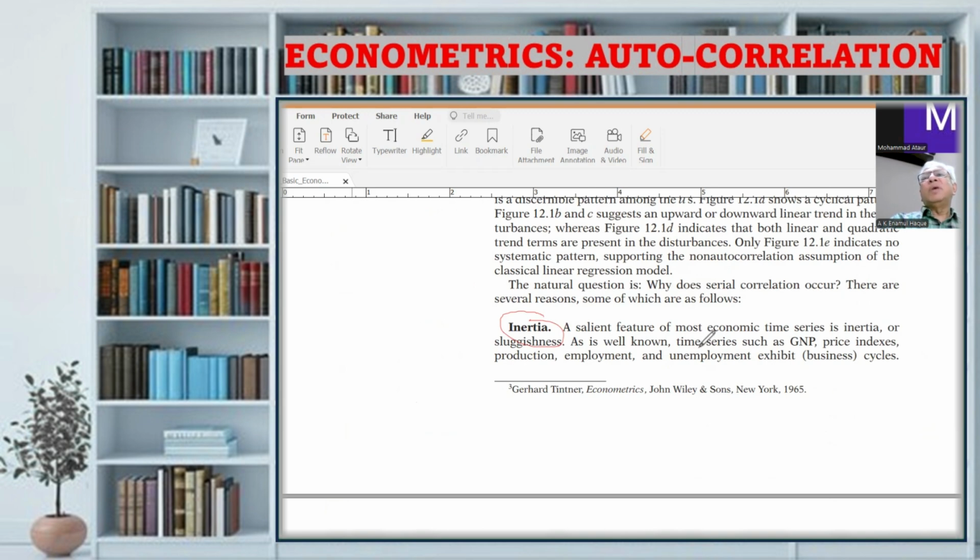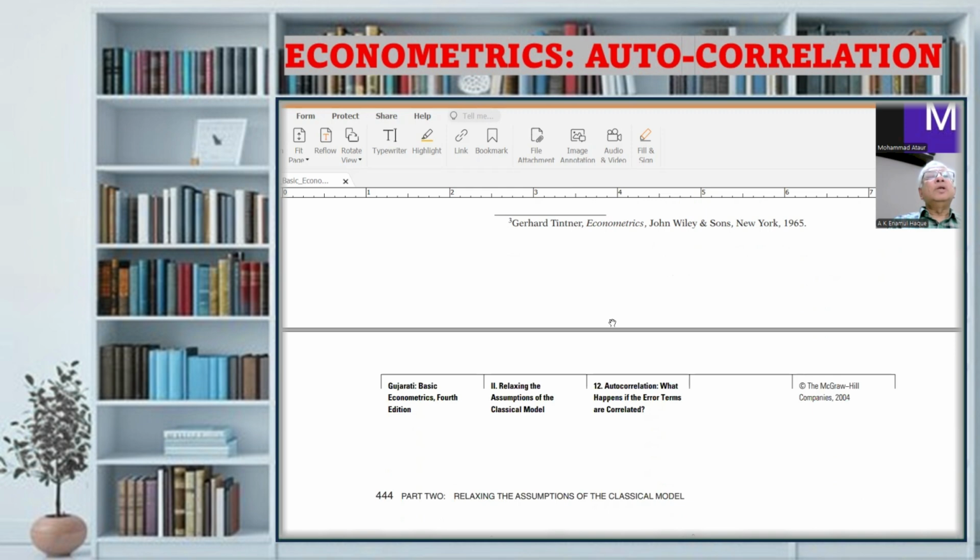There's a link between my behavior today and my behavior tomorrow. There's a link between what I have eaten today and what I will eat tomorrow. They're highly correlated. So inertia is probably one of the reasons why you will find a lot of macroeconomic data, time series data, suffers from it, and that's very common in economic models. So that's number one: inertia is one of the reasons for autocorrelation.